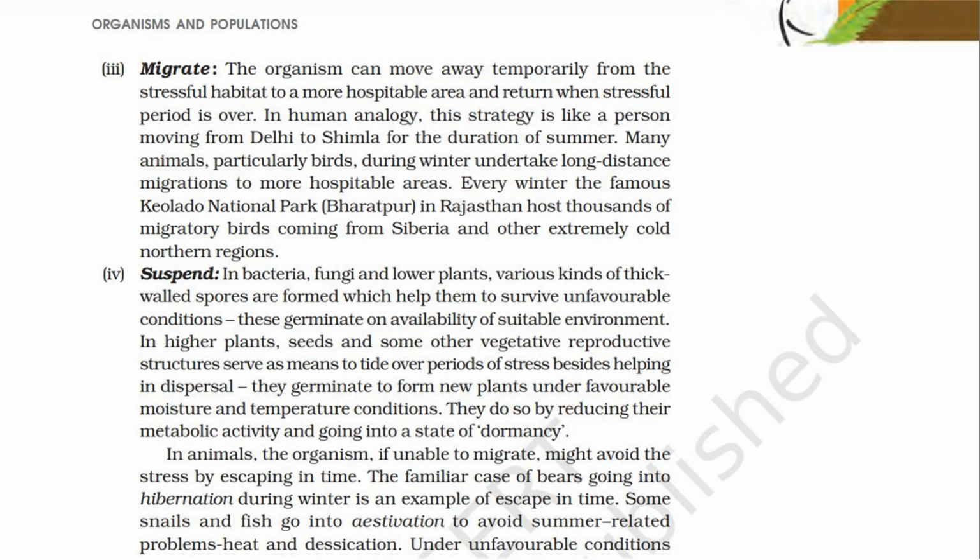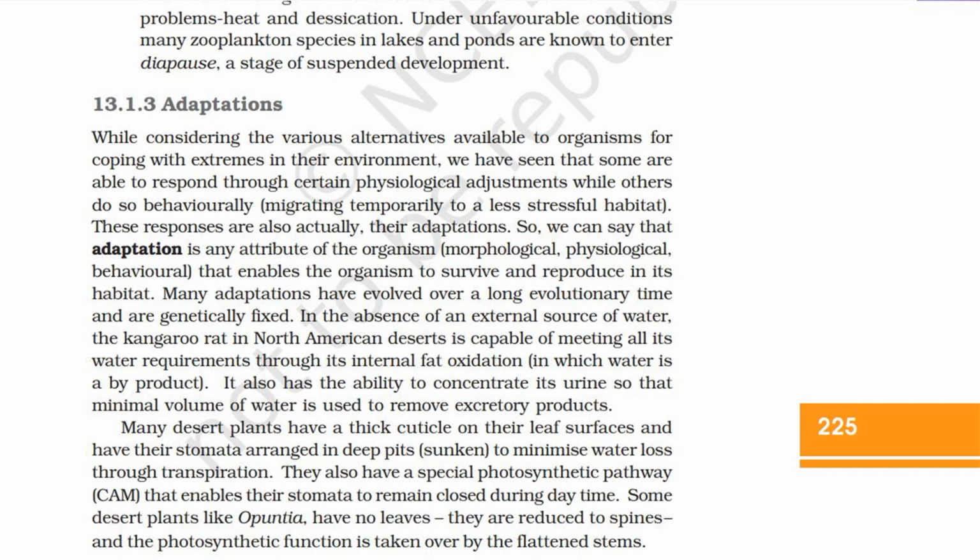In animals, the organism, if unable to migrate, might avoid the stress by escaping in time. The familiar case of bears going into hibernation during winter is an example of escape in time. Some snails and fish go into estivation to avoid summer-related problems, heat and desiccation. Under unfavorable conditions, many zooplankton species in lakes and ponds are known to enter diapause, a stage of suspended development.